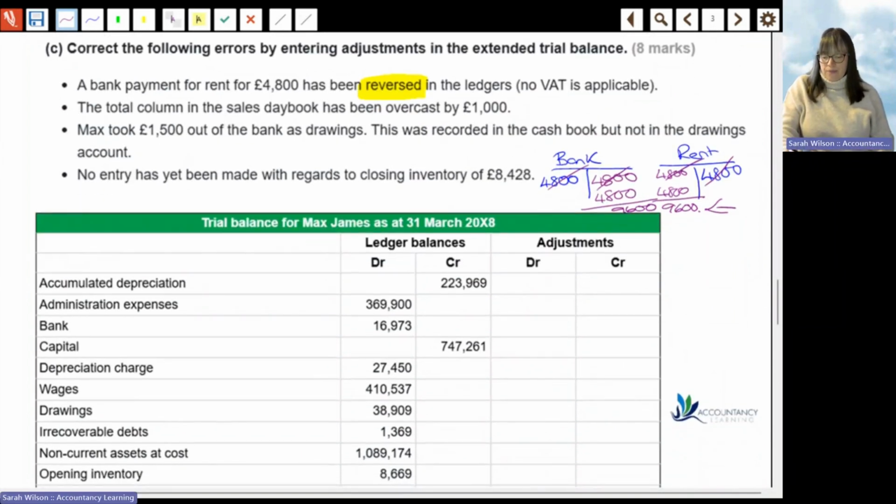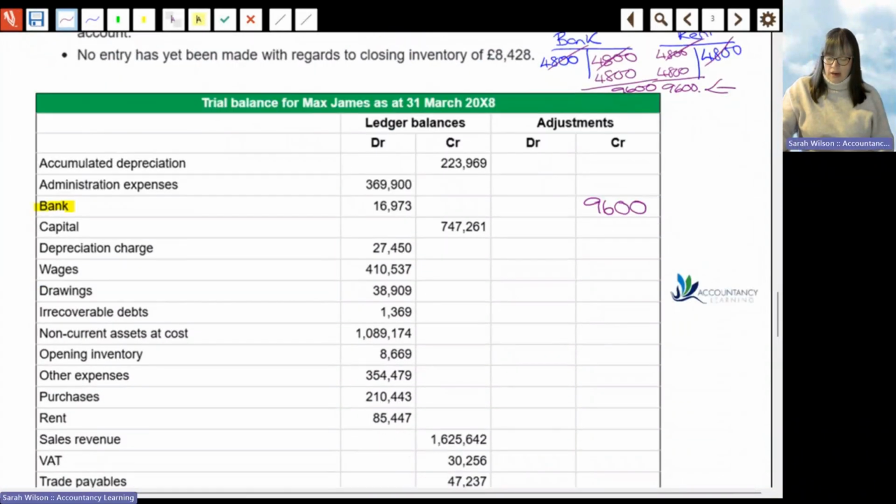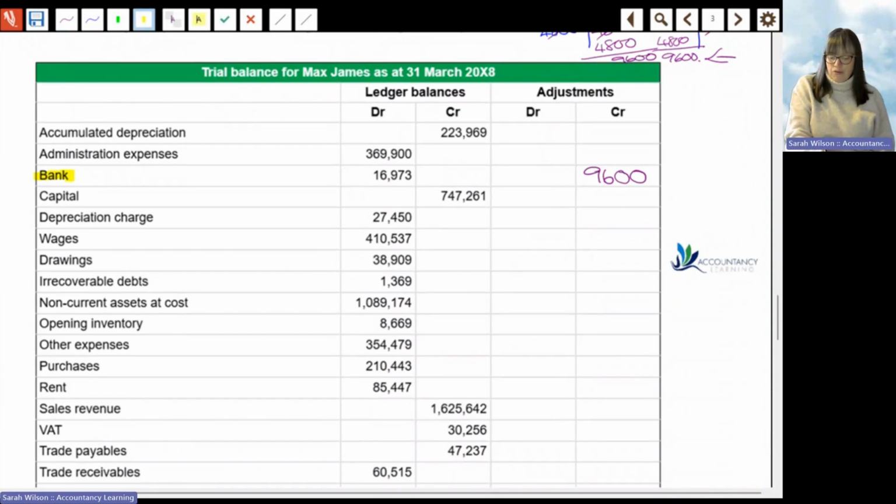So bank then, we've got our bank line here. So our adjustment in the bank was on the credit side of 9,600. And we're also then going to put it in rent of the debit of 9,600.